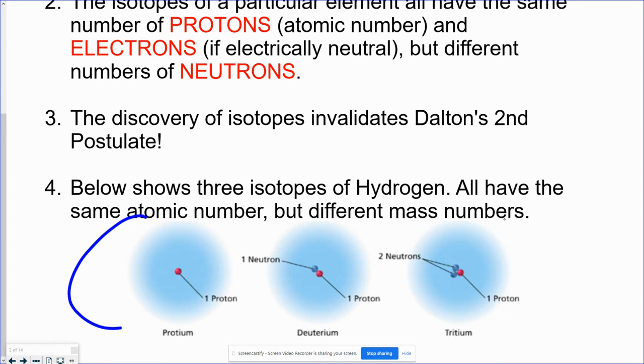Here are the three isotopes of hydrogen. So you have one that is just a proton and an electron, one's a proton, a neutron, and an electron, and then one has a proton and two neutrons and an electron.